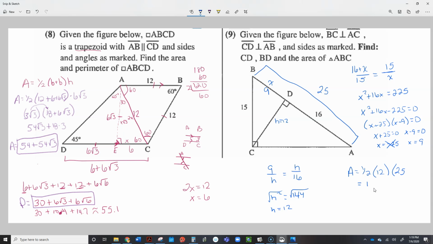Still have the eraser selected. Okay, so I found all the missing pieces and the area is 150. So CD was 12, BD was 9, and the area is 150.